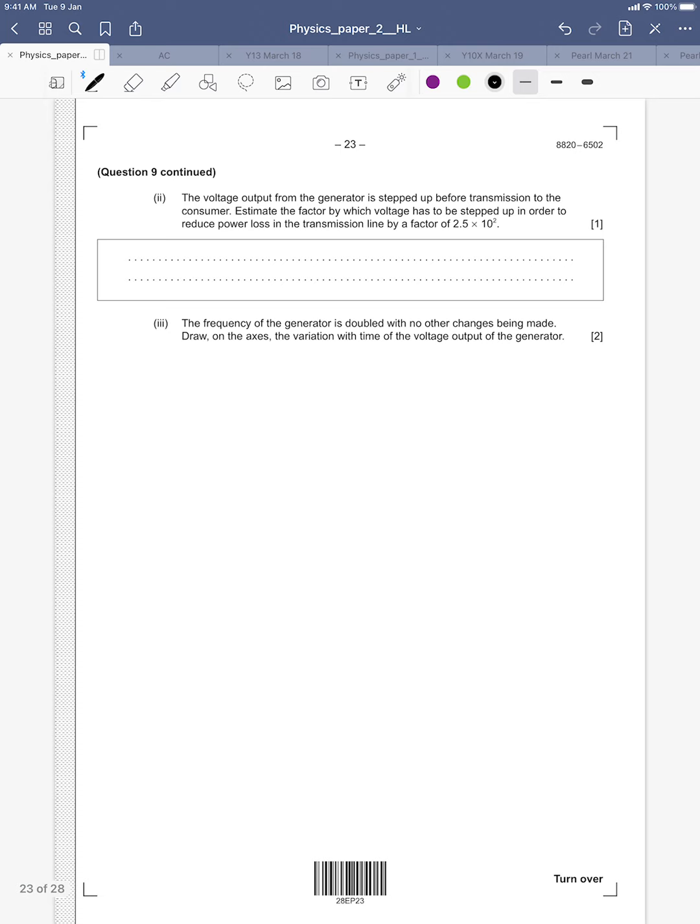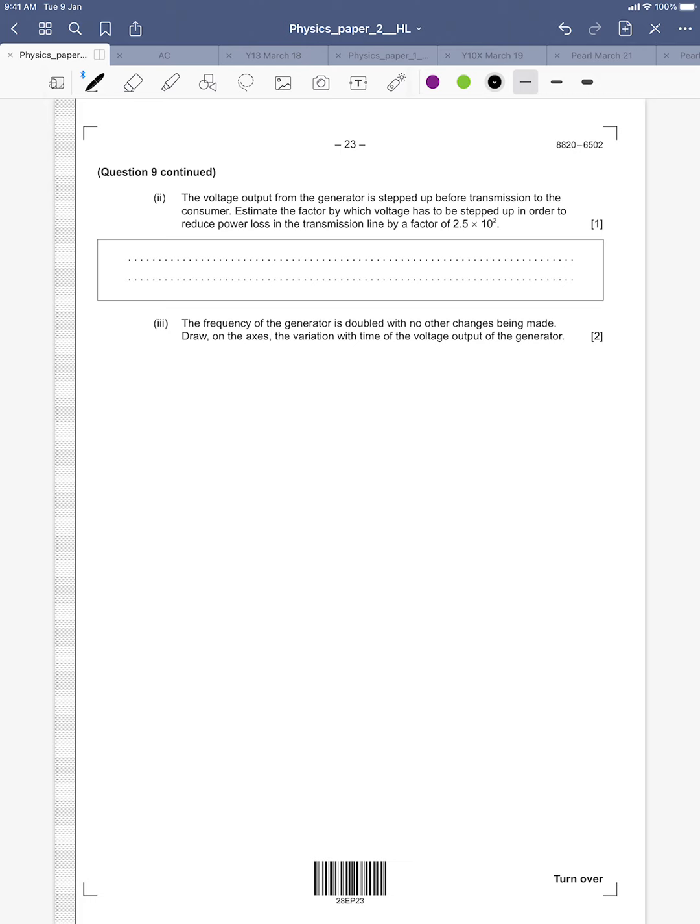Okay. Then here we have the voltage being stepped up before the transmission, and we do that of course to reduce the current in the transmission line so that we reduce the power loss due to the resistance in the transmission cables. They ask about that a lot on the exam questions, so make sure you understand that. Estimate the factor by which the voltage has to be stepped up in order to reduce power loss by a factor of 250.